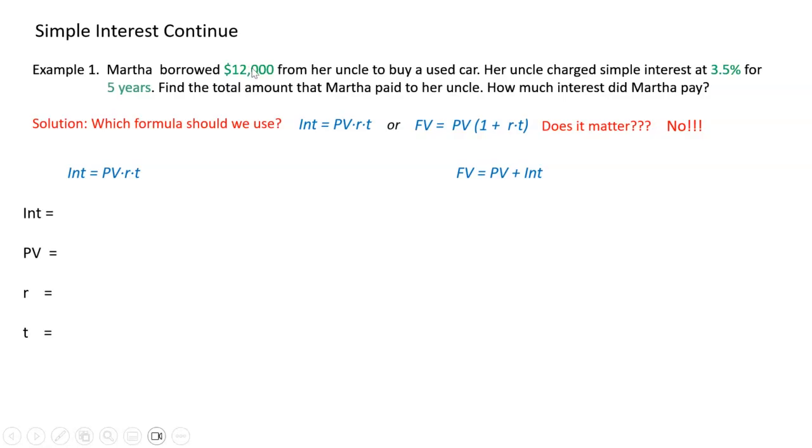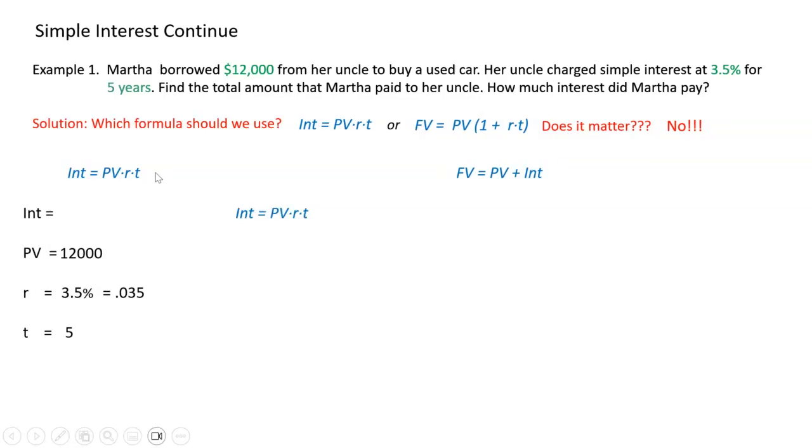So my present value is 12,000. Everything in green is the main information from this word problem. My interest rate is 3.5%, but we need to convert it to a decimal, so it's going to be 0.035. You move the decimal place 2 places to the left and you drop the symbol. Or you can divide 3.5% by 100, and it'll give you 0.035, and you drop the symbol. Either way will work. The time is already in years, so it's going to be 5.